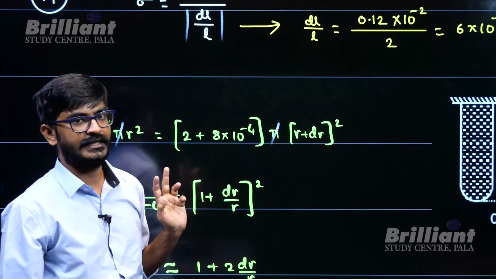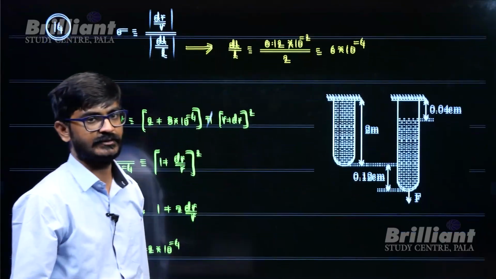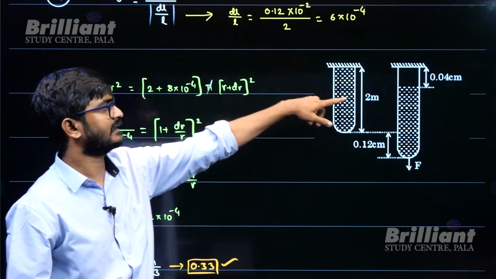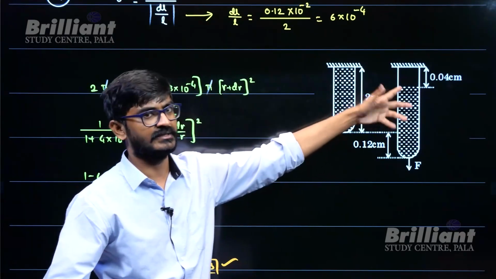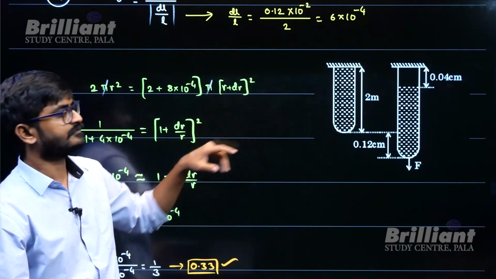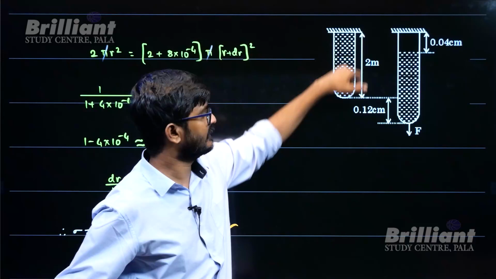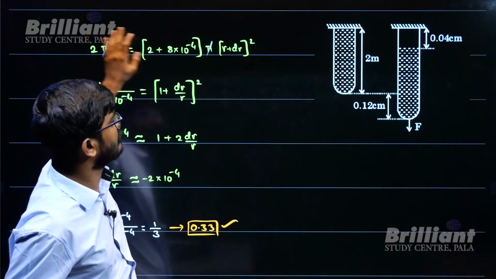Now if we want to find dr by r, they have given some information. Volume of the water is the same in both the cases. If the radius is r in the first case, in the second case it is r plus dr. I am assuming increment, but it is obviously a decrement. So volume in the first case is pi r square, you can take it like a cylinder, pi r square into length, which is 2. So this is the volume of the water initially.